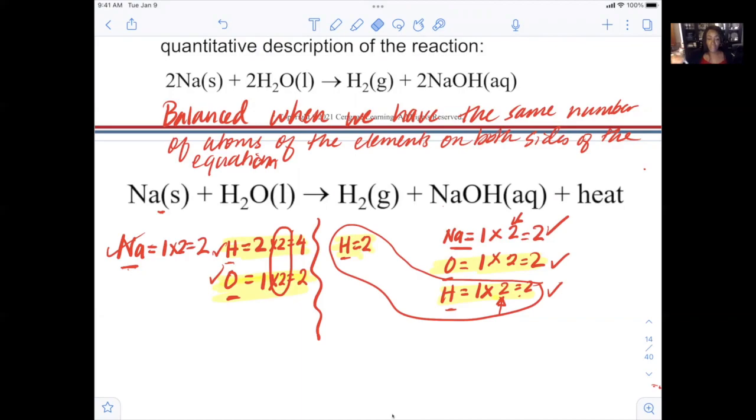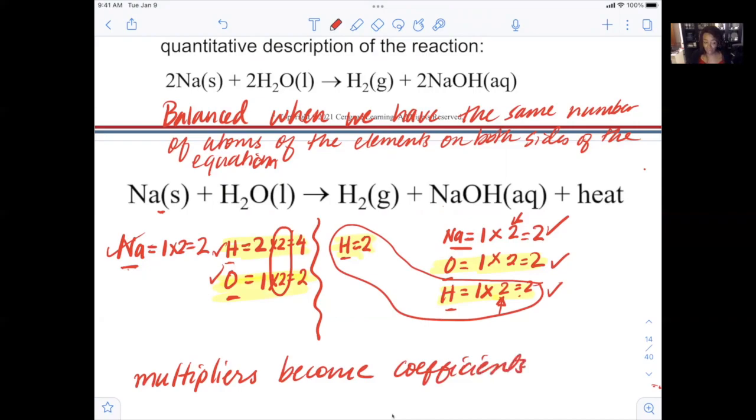I place the multipliers as coefficients. So let me write down here, multipliers become coefficients. And this is how I balance my equation. The 2 I have here goes up here. The 2 I have here goes up here. The 2 I have here goes up here. Okay, so now I have my multipliers as coefficients.